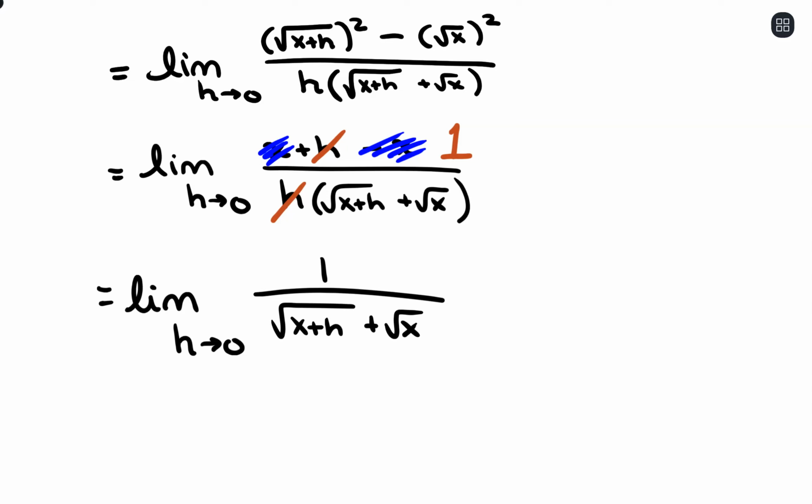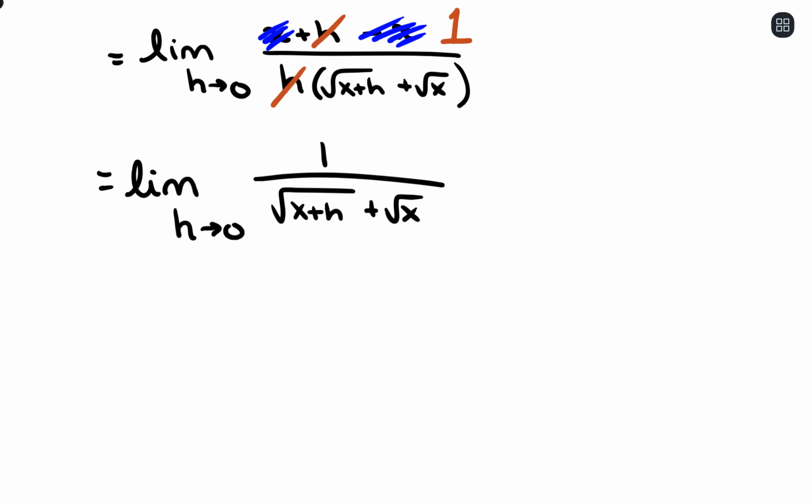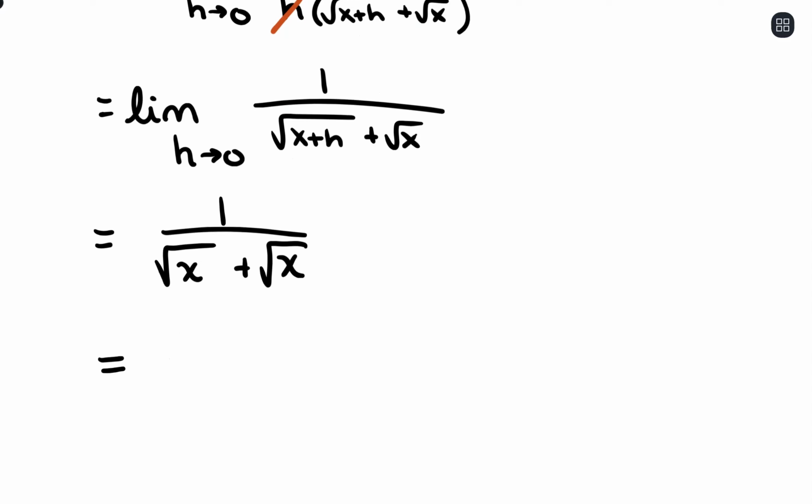Now we can plug in h equals 0. So now we can evaluate our limit, going 1 over square root of x plus h, which is really x plus 0, so square root of x plus square root of x, which is equal to 1 over 2 root x. And we did it!